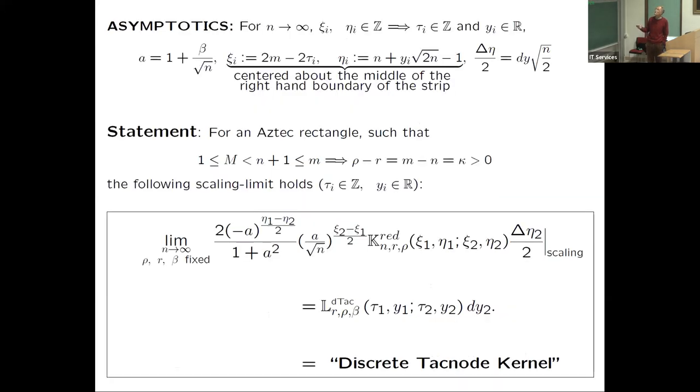And then, in fact, you get that kernel for these red dots. You have to do some rescaling, et cetera. So you center it about the middle of the right-hand boundary of the strip. You take one boundary, look at the middle, and then you scale accordingly. So n, the size of that thing, is going to infinity. When n goes to infinity, you actually show that that limit, with some conjugation, in fact goes to the discrete tacnode kernel. So that means that that discrete tacnode kernel came from a geometrical situation and taking an appropriate limit.